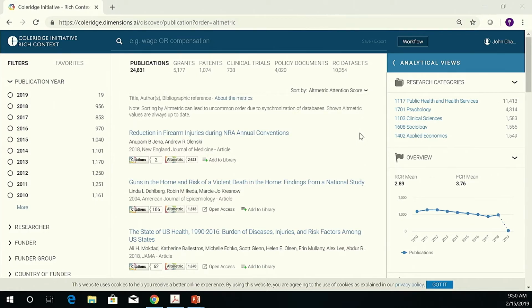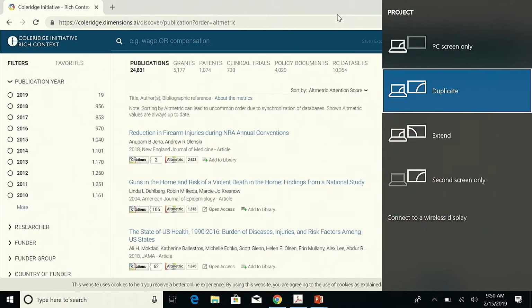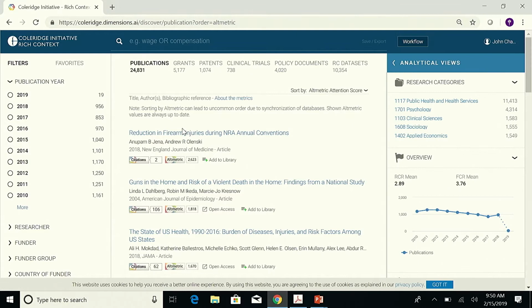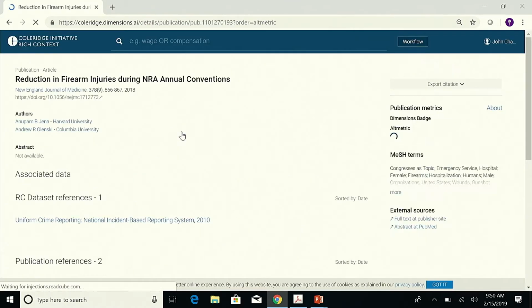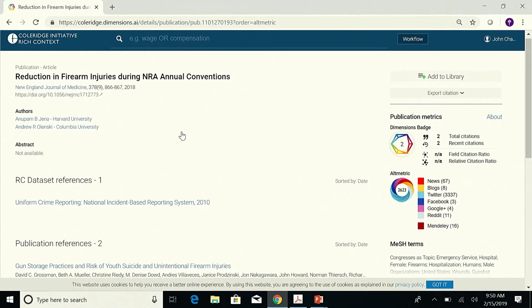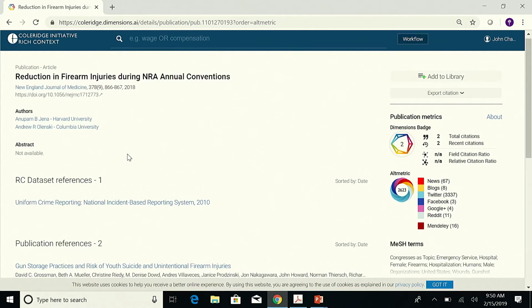So if we go in and take a look at the article, again, we can see that it's linked out to the Uniform Crime Reporting Incident-Based Reporting System, which is the type of data set you would expect to see in this particular instance.